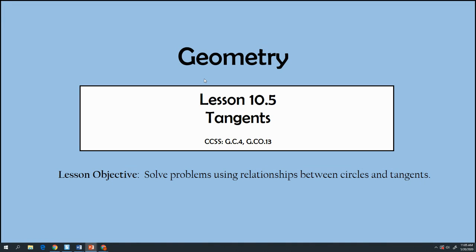So we'll begin lesson 10.5 today. It's on tangents. So we'll obviously begin with what is a tangent and look at the basic concept of tangent lines to circles. Some of the key parts that make up a line that's tangent to a circle, and we'll look at some properties that we know to be true when a line is tangent to a circle, and then how we can solve some basic problems involving those.